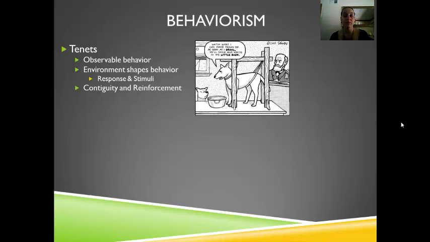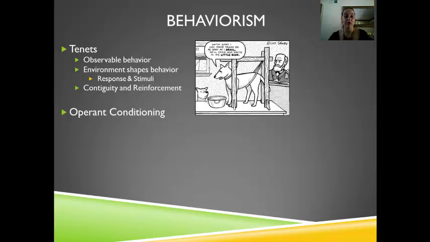Okay, and then the third principle of behaviorism is contiguity and reinforcement. And this is basically how close in time two events must be for a bond to be formed between those two events, right? So how close together does Pavlov need to ring the bell when he brings the dog the food in order for the dog to make a connection between the bell and the food, right? And then the response being the dog drooling.